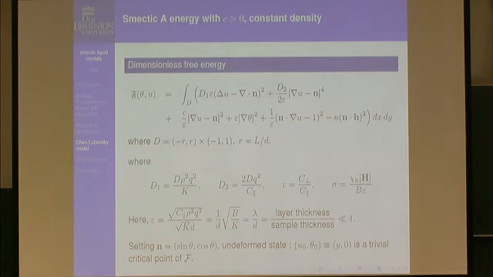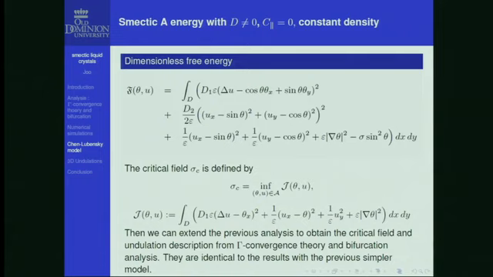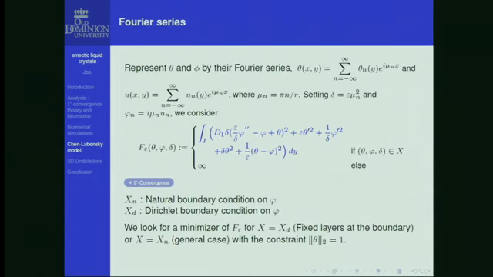Then we do the same thing. We do the dimensionless free energy, and then capture the epsilon. So this is again the ratio of the layer thickness over the sample thickness, and we do the same type of undulations, the gamma convergence theory, and the bifurcation analysis.